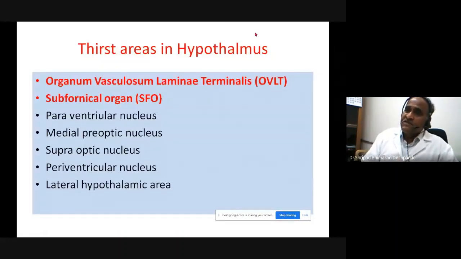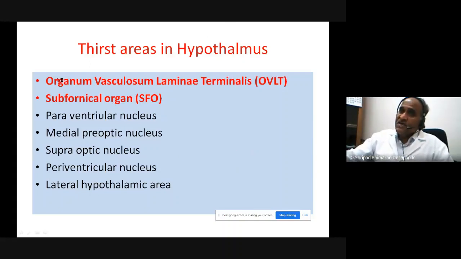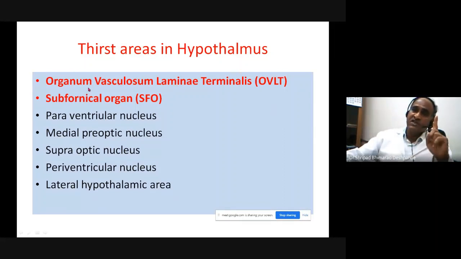Now, with the current knowledge, what are the areas in the hypothalamus which regulate water? As I have shown in the previous graph, the OVLT is one, and the subfornical organ is the second. These two are the prime areas of the hypothalamus that regulate drinking behavior. In the OVLT we have the osmoreceptors, and the subfornical organ regulates these osmoreceptors. They have the advantage that they are in the vicinity of the extracellular fluid, so whatever happens in the extracellular fluid can be easily detected in these organs because they belong to the circumventricular organs.